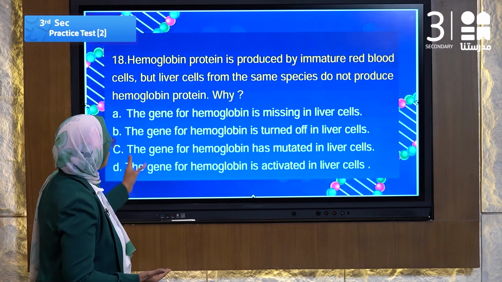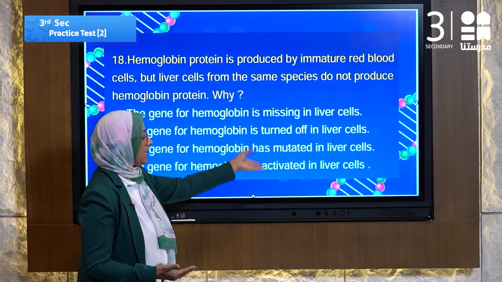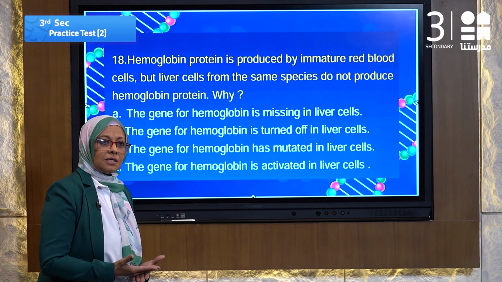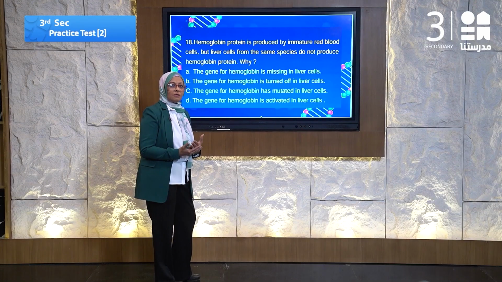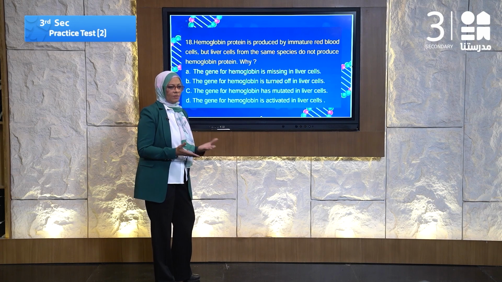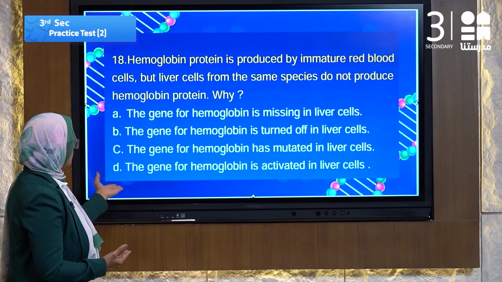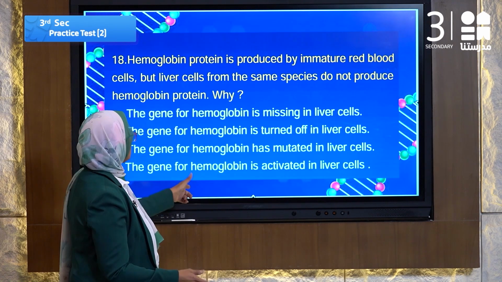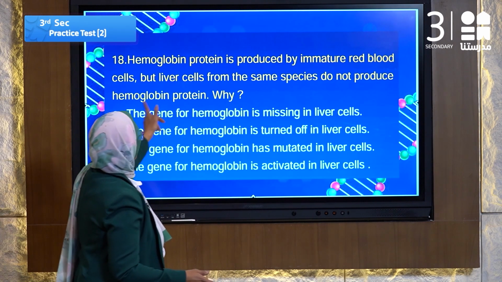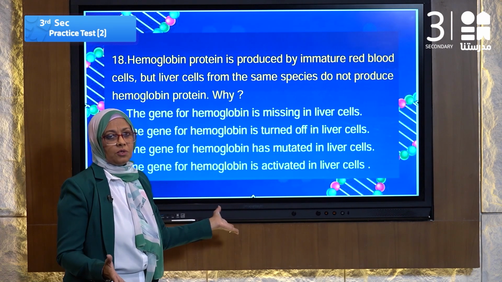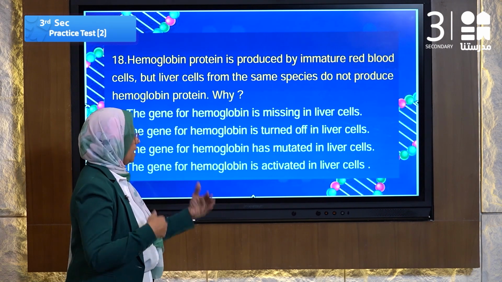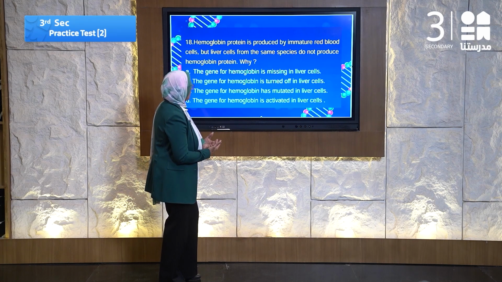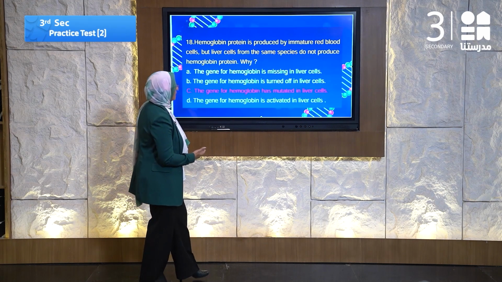Let's go to C. The gene for hemoglobin has mutated in the liver cell. Mutation is a change in DNA in any way. Let's go. D, the gene for hemoglobin is activated in the liver cell. Activated is not suitable for not producing hemoglobin protein. Activated means increasing the production of hemoglobin. So the answer will be C.